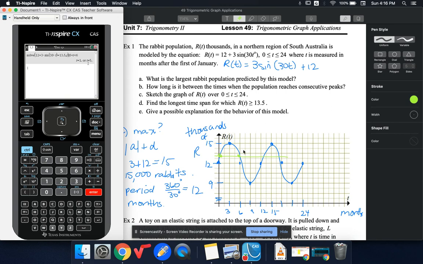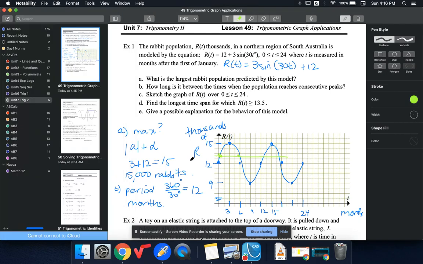So I can see that it's 1 or 5 exactly. So I can come back and I know that those points of intersection are going to be at 1, 13.5, and this point was going to be 5, 13.5. So I wanted to know the longest time span greater than or equal to. Well, the time span is this distance. So that time span is going to be 4 months. So for 4 months out of the year, the rabbit population is greater than 13.5. Oh, that's actually the answer to D.